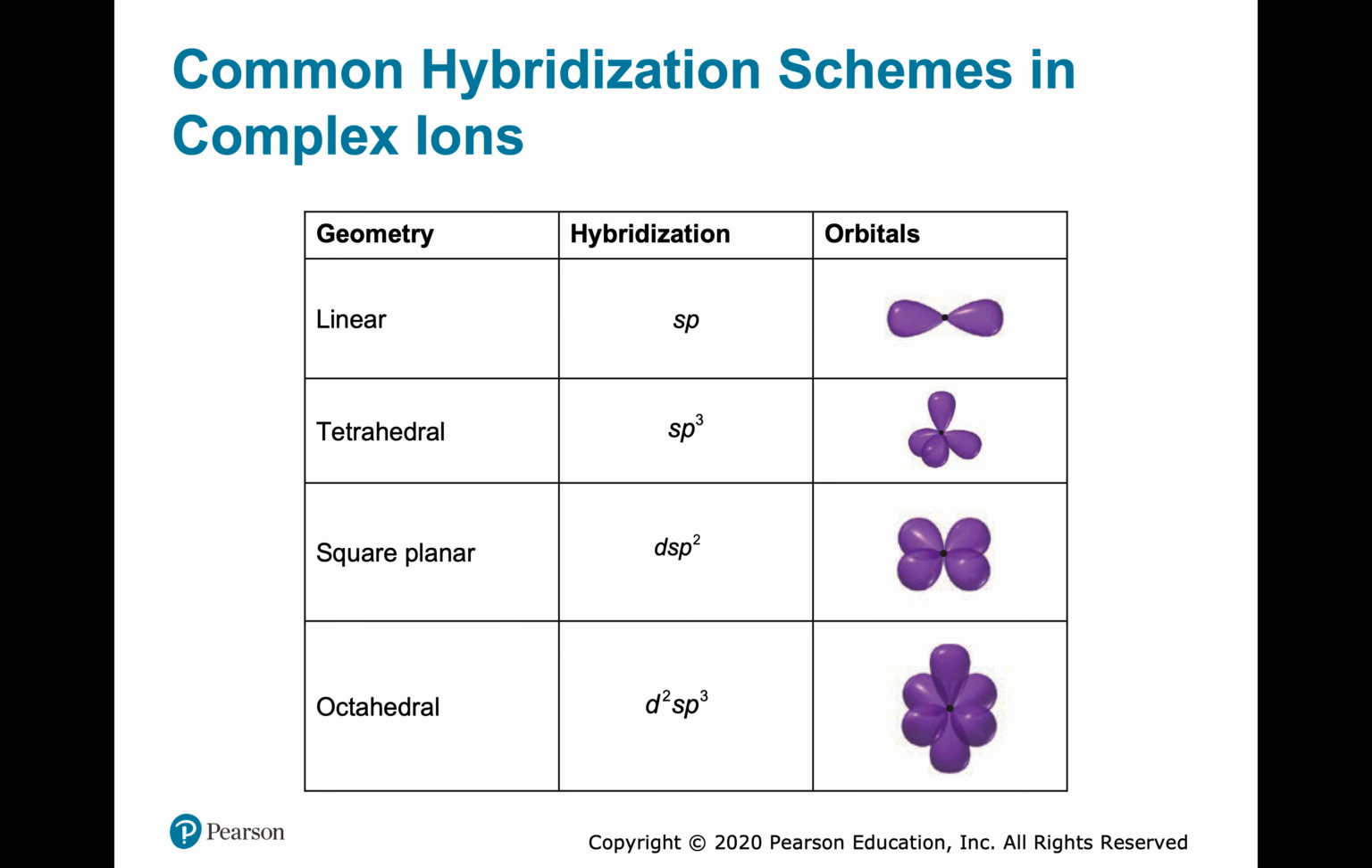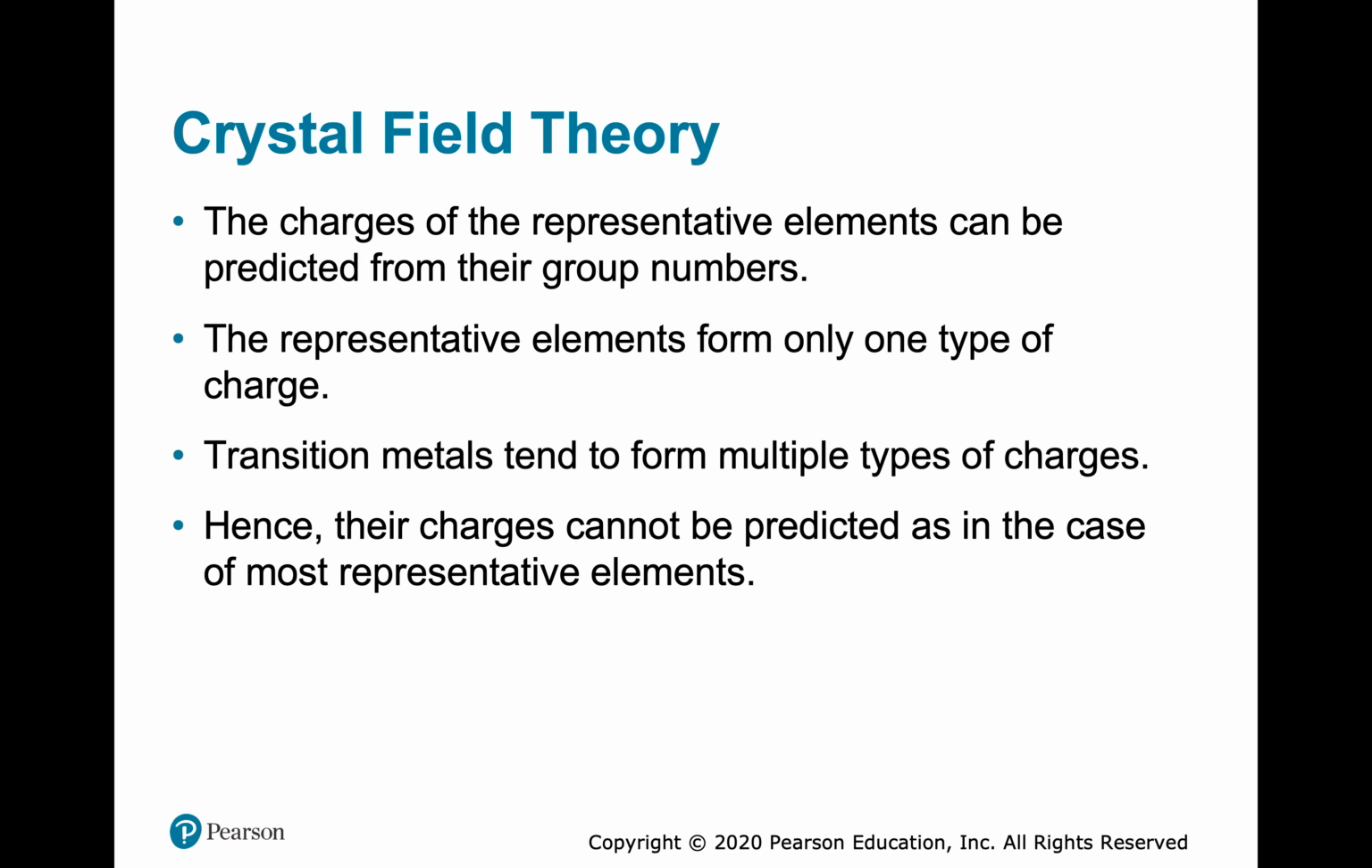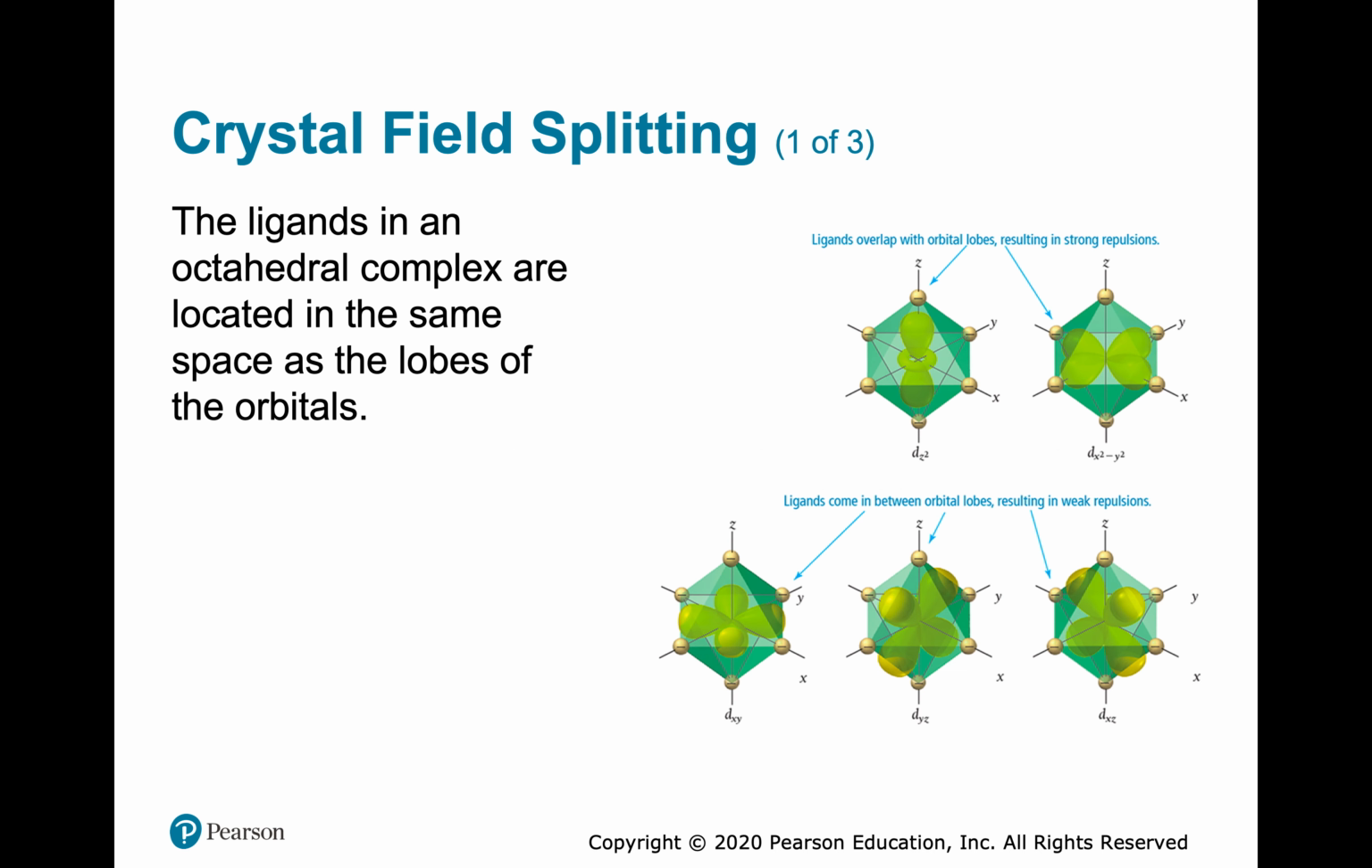So here's a review for the hybridization, and also with the metals, you can get the square planar one, dsp2. You can get square planar geometries out of that. So the crystal field theory, and these charges, we can predict them by the group numbers. We know about that. That's already pretty common. For the representative elements, we only have one type of charge, but the transition metals have multiple types of charges, and they're not as easily predicted. So a little different.